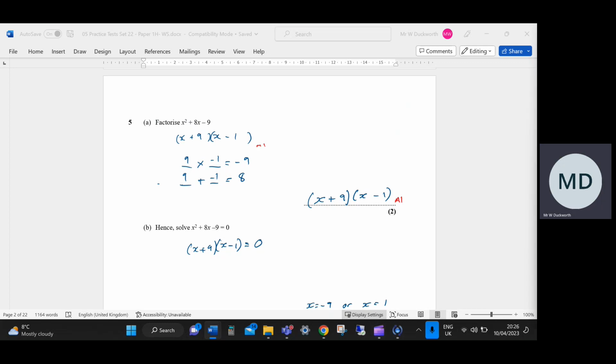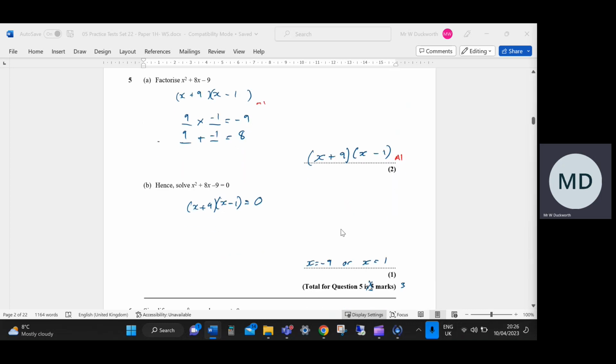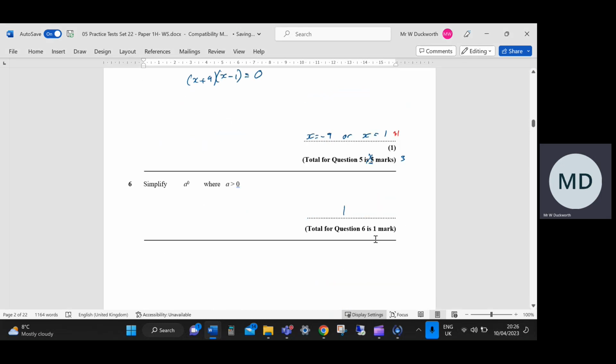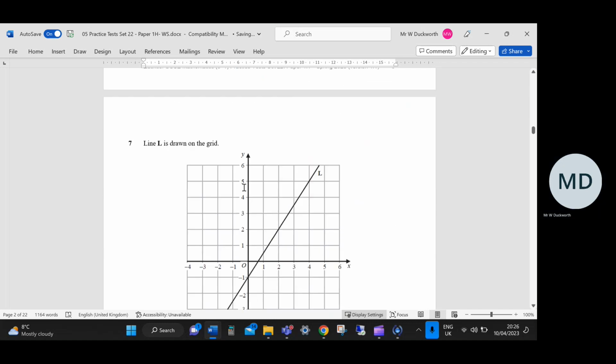Right. For the hence solve part, it just says B1 for -1, -9 and 1, so B1. So that's 3 marks awarded there. And then for this one, it is just a B1. Right, on to question 7.